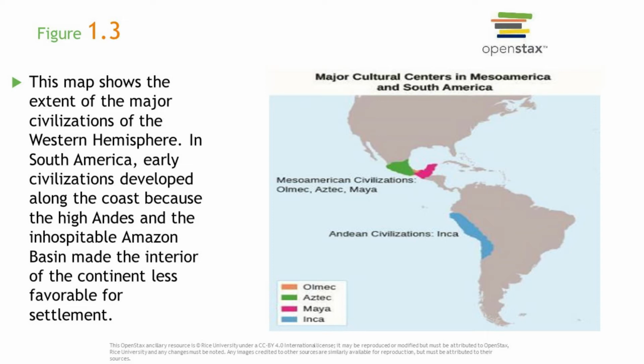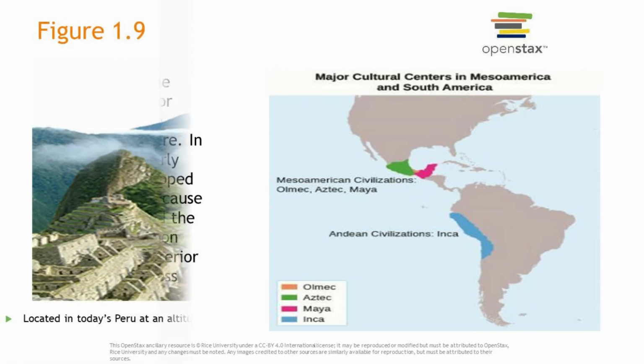And it's a little difficult to see on the map here, but we have the Olmec civilization represented in orange. And they were a smaller civilization. They're going to be occupying that area kind of in between the Aztec and the Maya, and they existed before both of those major civilizations.